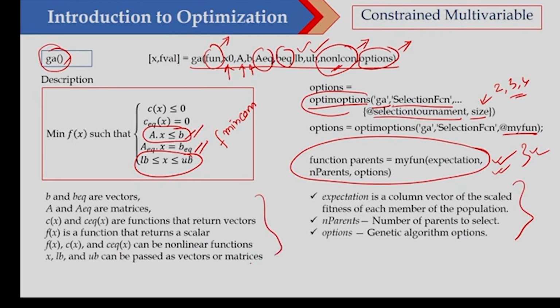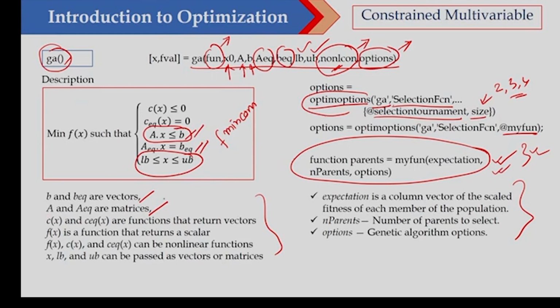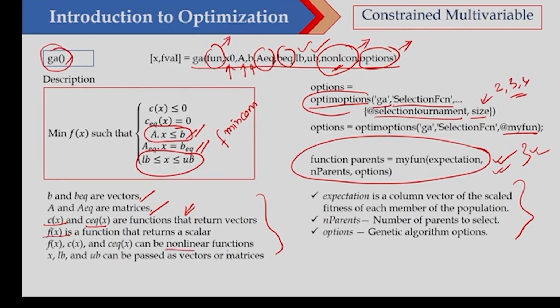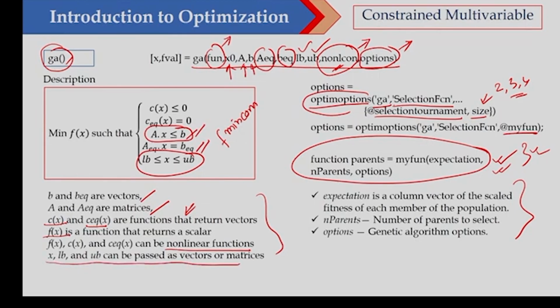So, I have defined here that B and BEQ are vectors, A and AEQ are matrices, and there are CX and CEQX. These are the functions, basically the nonlinear constraints. Then fx is the objective function, and these are nonlinear functions, and I can also define the lower bound and upper bound here. Okay.